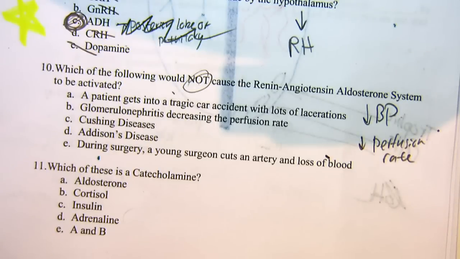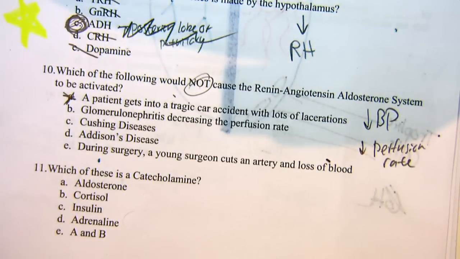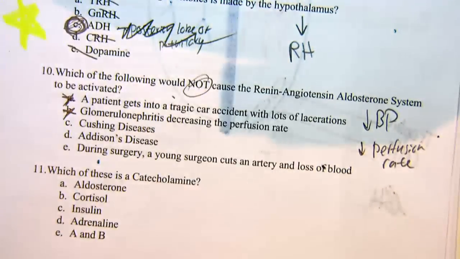A patient gets into a tragic car accident with lots of lacerations. So he's going to be bleeding, a lot of blood loss, right? So that's going to cause a dip in his blood pressure. So that's not right. Glomerulonephritis, decreasing the perfusion rate? No. That's going to cause the system to get activated. Cushing's disease? That is not going to cause it.